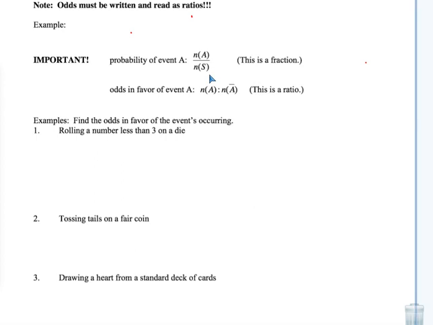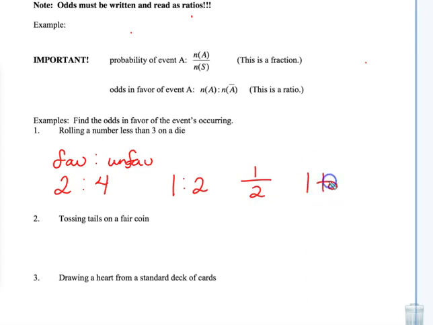So first one, I want the odds in favor of rolling a number less than 3 on a die. So when I consider a die, it has 1 through 6. Numbers less than 3 would be the 1 and the 2. So since it's odds in favor, I'm going to do favorable outcomes to unfavorable outcomes. There are 2 outcomes that are less than 3 on a die compared to 4 outcomes that are not less than 3 on a die. You do go ahead and reduce these ratios, so we would reduce this to 1 to 2. You could write it as 1 to 2 or 1:2. Any of those would work.